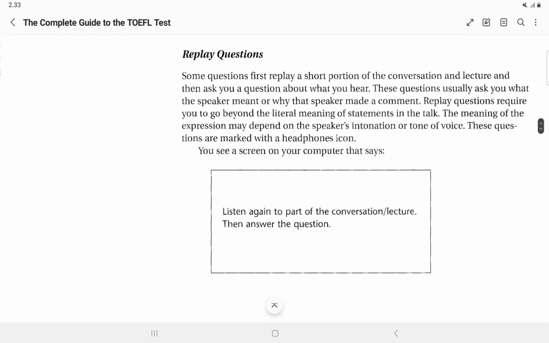Replay questions. Some questions first replay a short portion of the conversation or lecture, and then ask you a question about what you hear. These questions usually ask you what the speaker meant or why that speaker made a comment. Replay questions require you to go beyond the literal meaning of statements in the talk. The meaning of the expression may depend on the speaker's intonation or tone of voice. These questions are marked with a headphone icon.